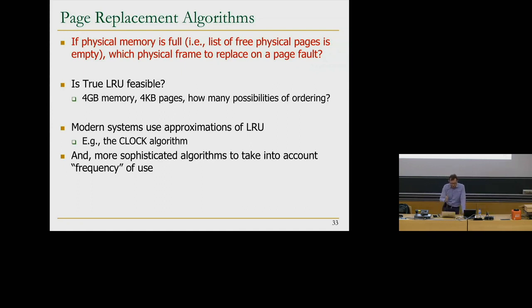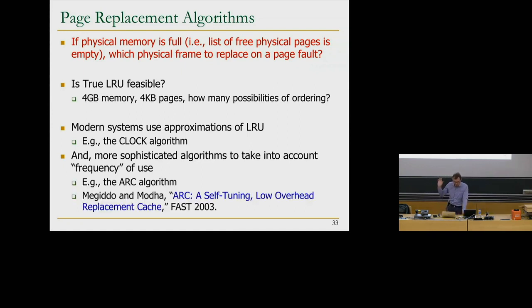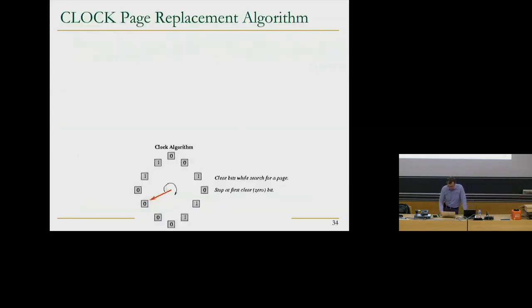Usually they combine a metric of frequency and recency together. If you're accessing things frequently and you've also accessed them recently, keep them in physical memory, don't replace them. Other stuff that you haven't accessed frequently or recently, kick it out. The ARC algorithm is one example. It's a very interesting algorithm that was published about 16 years ago, and it's employed in some Linux systems. You can see the title: ARC, a self-tuning, low-overhead replacement cache. They're treating physical memory as a cache, as you can see.